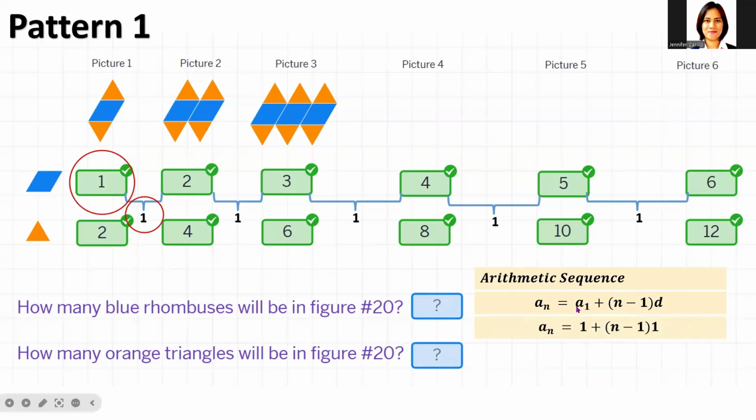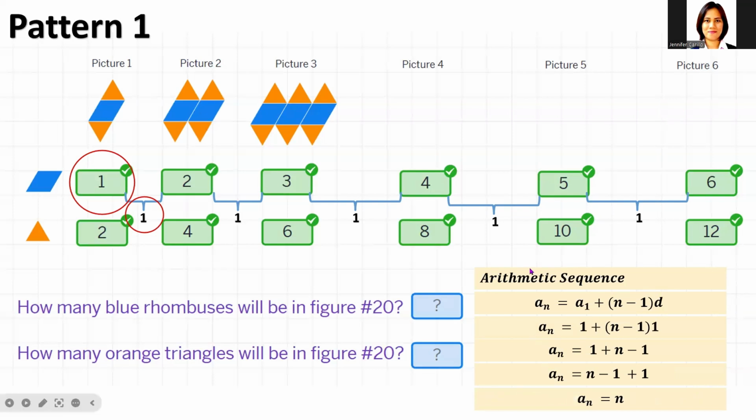So a sub 1 is 1 because it is the first term of the sequence, and the common difference d is also 1. Simplify, so we get this. How? We distribute 1 times n, so that is n, and 1 times negative 1 is negative 1. Then combine similar terms. Negative 1 plus 1 is 0, so the constants are eliminated. What remains is a sub n is equal to n.